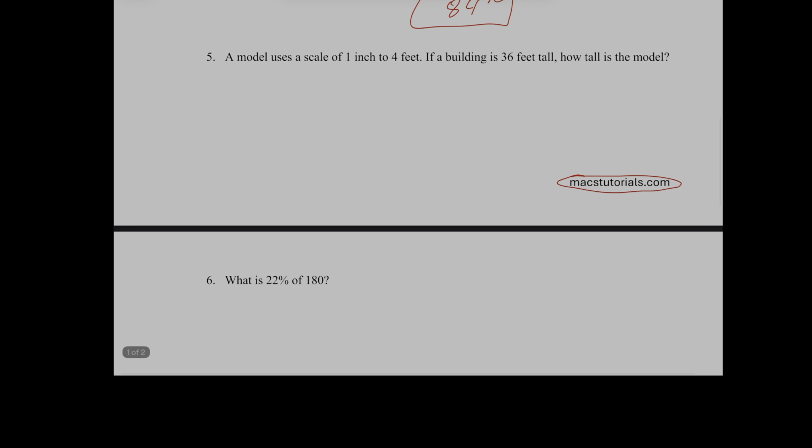Okay, let's go to number 5. A model uses a scale of 1 inch to 4 feet. 1 inch is 4 feet. Inches over feet. If a building is 36 feet tall, how tall is the model? Okay, well, 36 feet, that would be on the bottom, and we want to know the inches. 4x equals 36 divided by 4, and we're going to get x equals 9 inches.